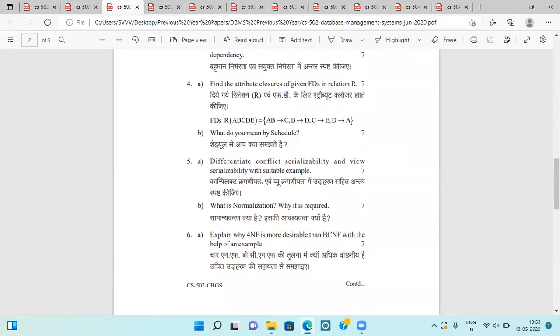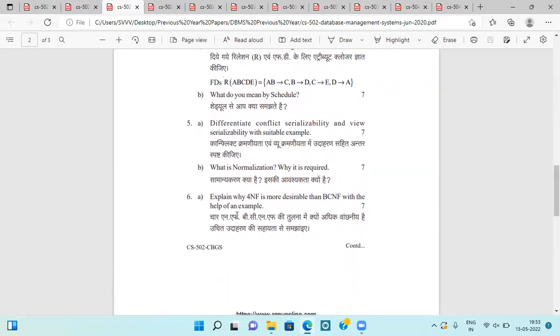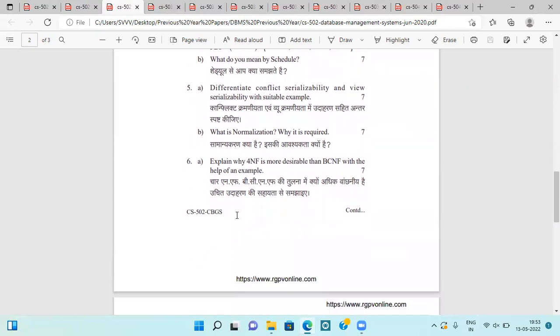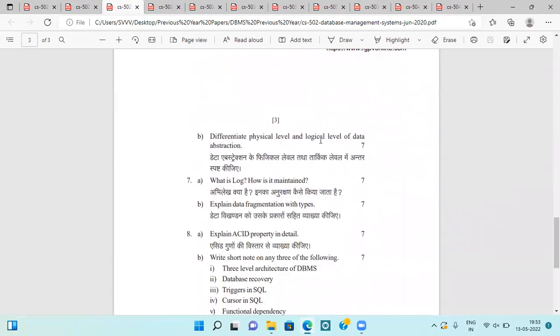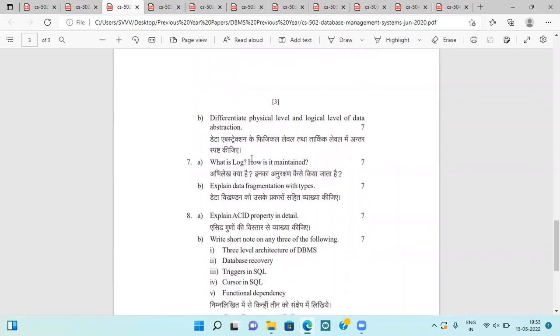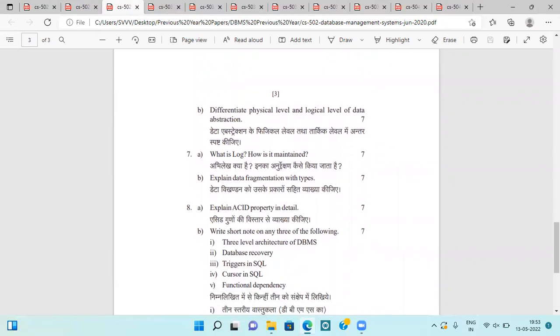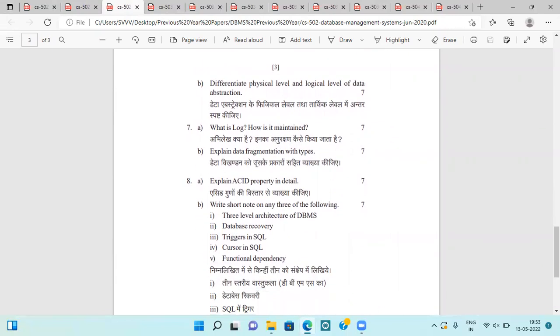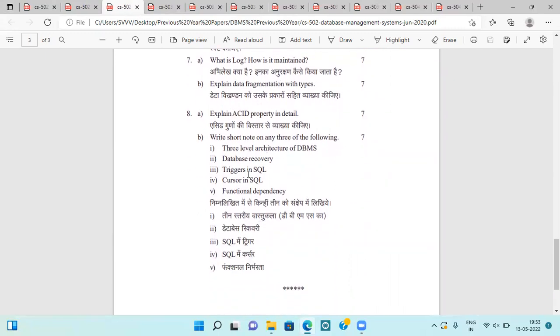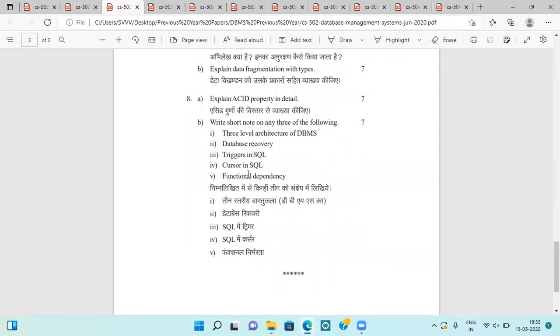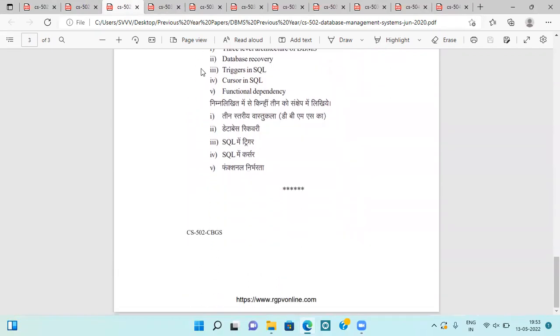Next is conflict serializability and view serializability, the difference with the help of example, normalization and why it is required. 4NF is more desirable than BCNF, with the help of an example we have to explain it. Then what is the difference between the physical level and logical level of data abstraction. Then log and how do we maintain it, data fragmentation, its types, ACID properties are very important. 3-level architecture of DBMS, database recovery, triggers, cursors, functional dependency, etc.